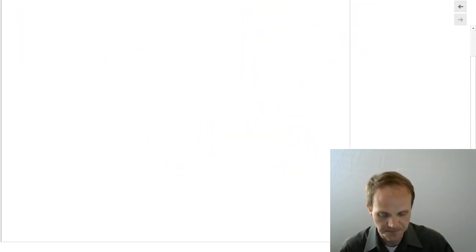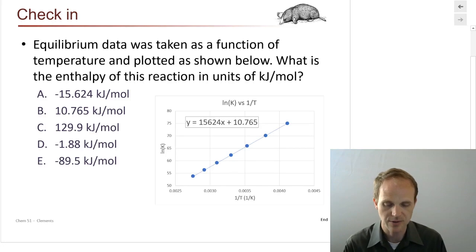All right, your turn. We've got equilibrium data taken as a function of temperature and plotted as shown below. What's the enthalpy of this reaction in units of kilojoules per mole? Go.